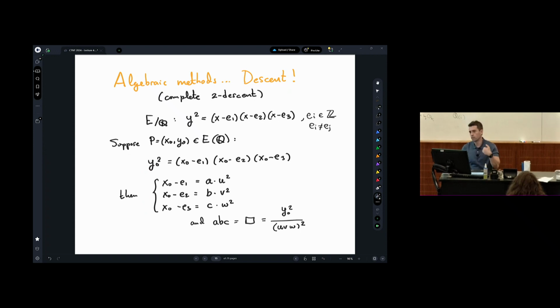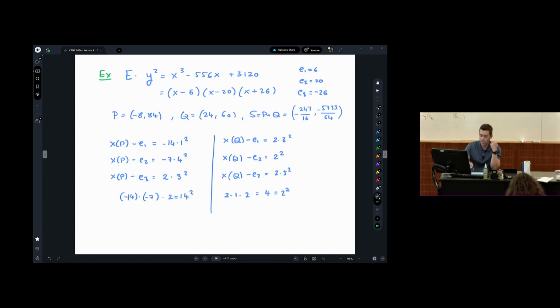Let me show you that this actually happens on elliptic curves. I can write points in this way. So for example, here's an elliptic curve with full 2-torsion. This is a point on the elliptic curve that is not a torsion point. This is a point, and the addition is also a point on the elliptic curve. In the decomposition showing this is a solution, if I take this point minus E1, E2, and E3, it is a square times something, a square times something, a square times something. And then you can see that this triple, minus 14 times minus 7 times 2, is a square. That's why that point is a point.